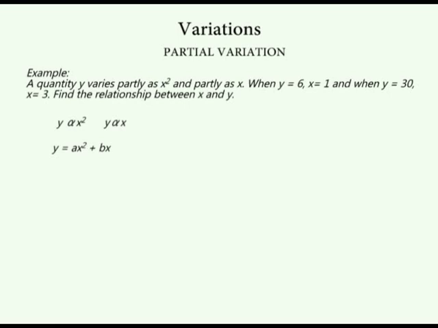We are told y is equal to 6 when x is 1. Therefore, substituting that into our general equation, 6 is equal to a times 1 squared plus b times 1. That gives us 6 is equal to a plus b. Let's call that equation 1.